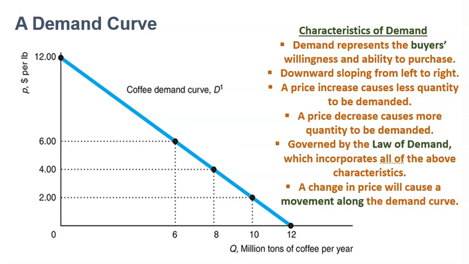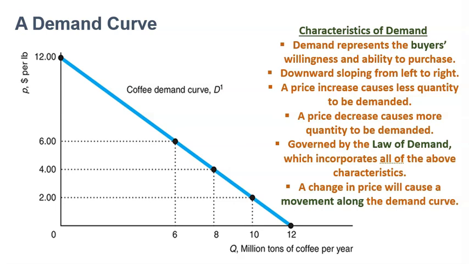The main characteristics of demand are: demand represents the buyer's willingness and ability to purchase. Downward sloping from left to right. A price increase causes less quantity to be demanded. A price decrease causes more quantity to be demanded. It is governed by the law of demand, which incorporates all of the above characteristics. A change in price will cause a movement along the demand curve.